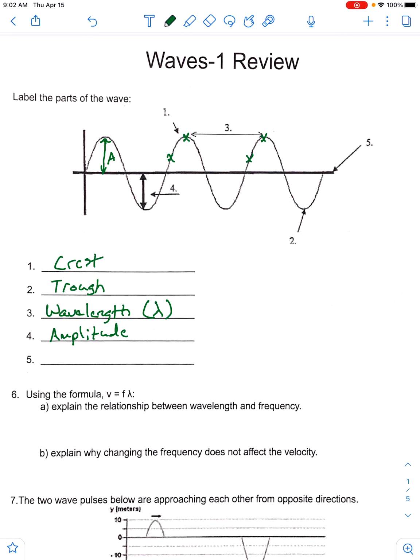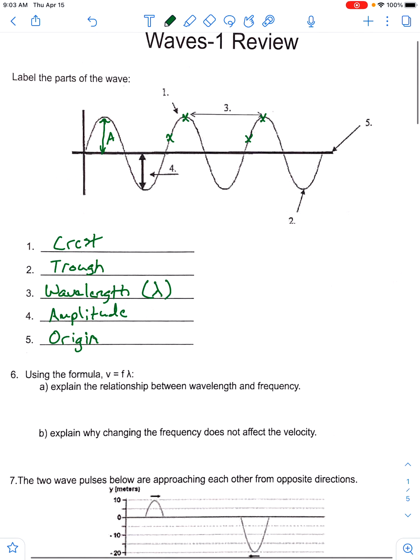Okay, and then number five, right here, I call it the origin. You can call it the equilibrium, whatever you want to. It's just your middle line. The key thing about the origin is it helps you determine amplitude. It's the center of the wave.